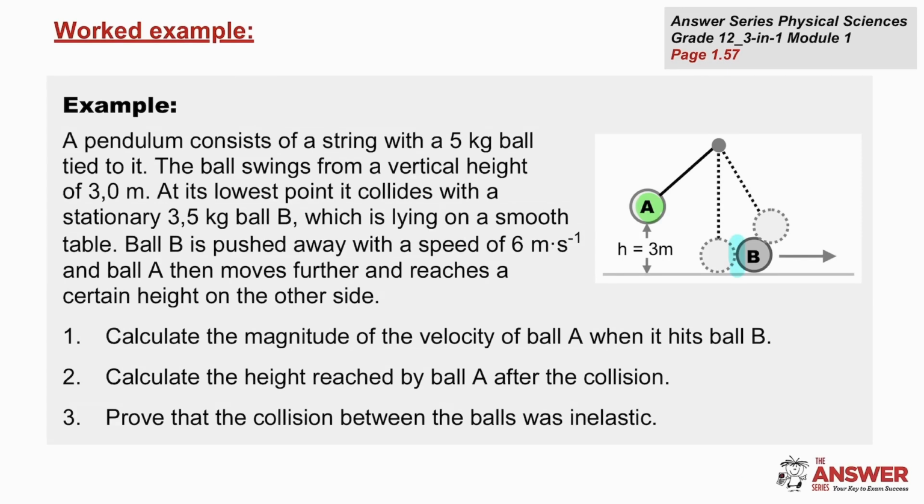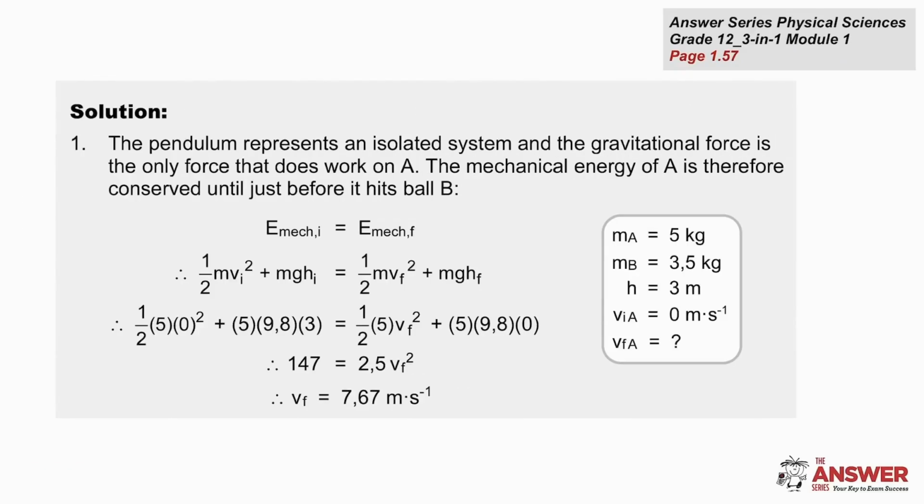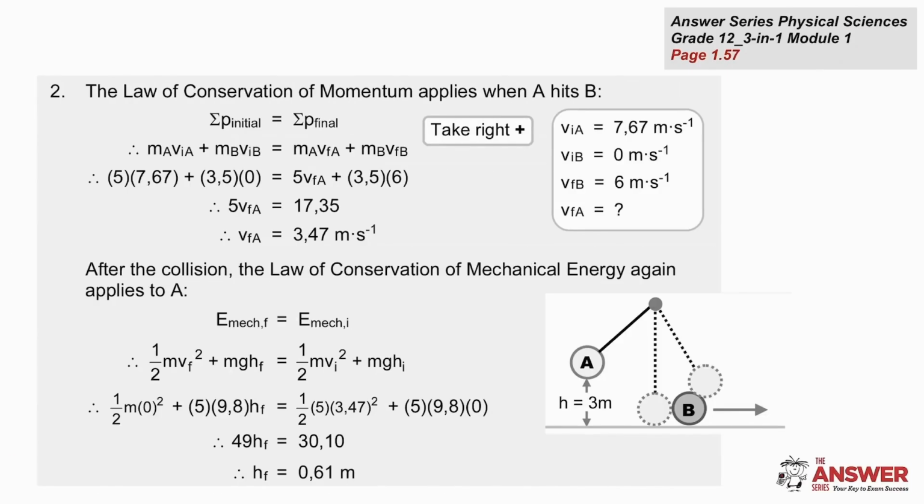Pause the video now, read the question carefully, and then continue to have a look at the solution. Let's have a look at the solution. Mechanical energy is conserved during the downward swing. Substitute all the different values into the expanded form of the equation and get a collision velocity of 7,67 meters per second. We now have a collision between A and B.